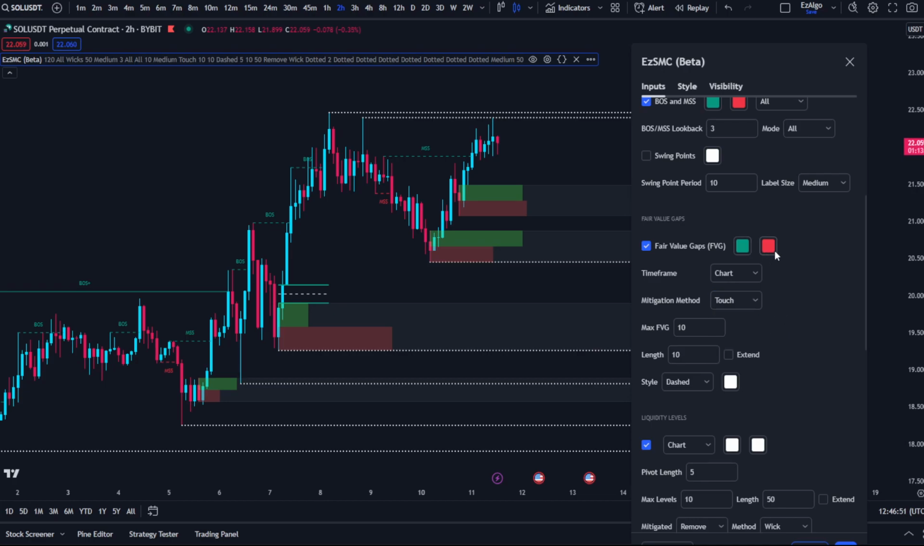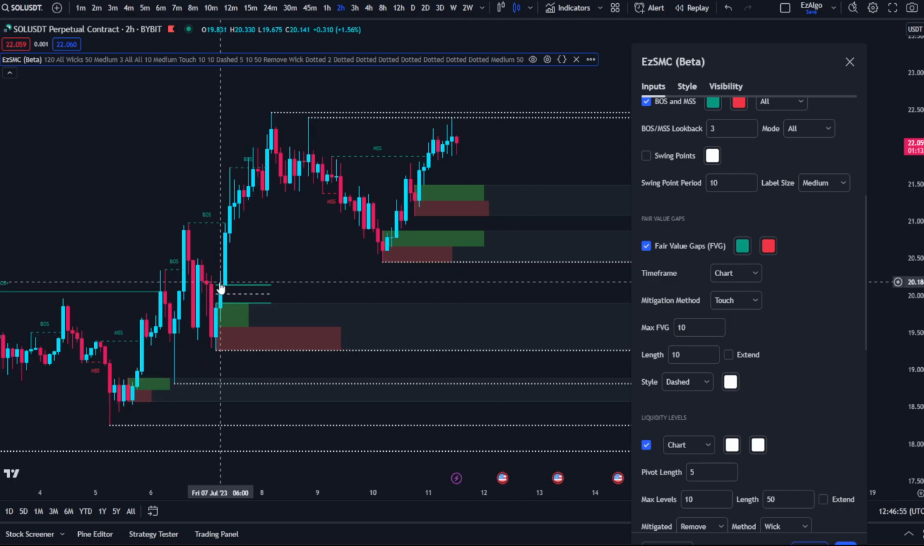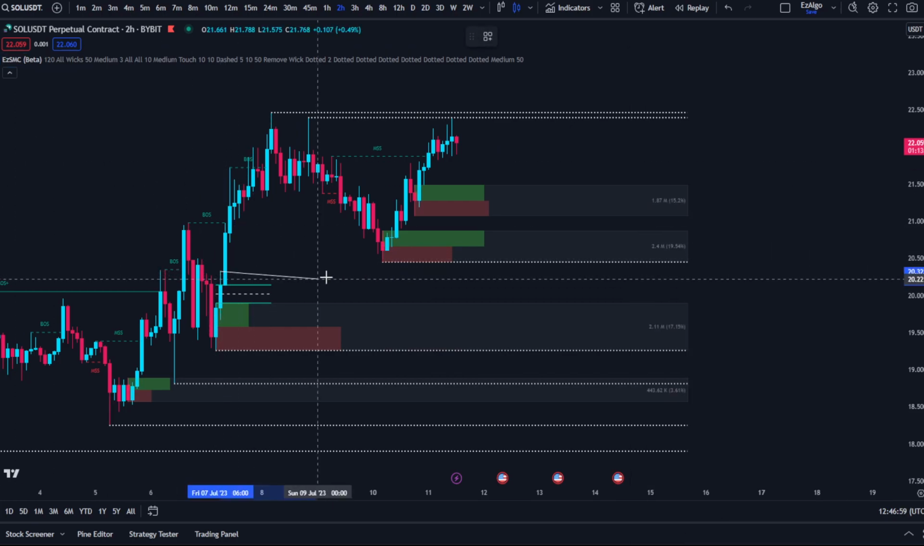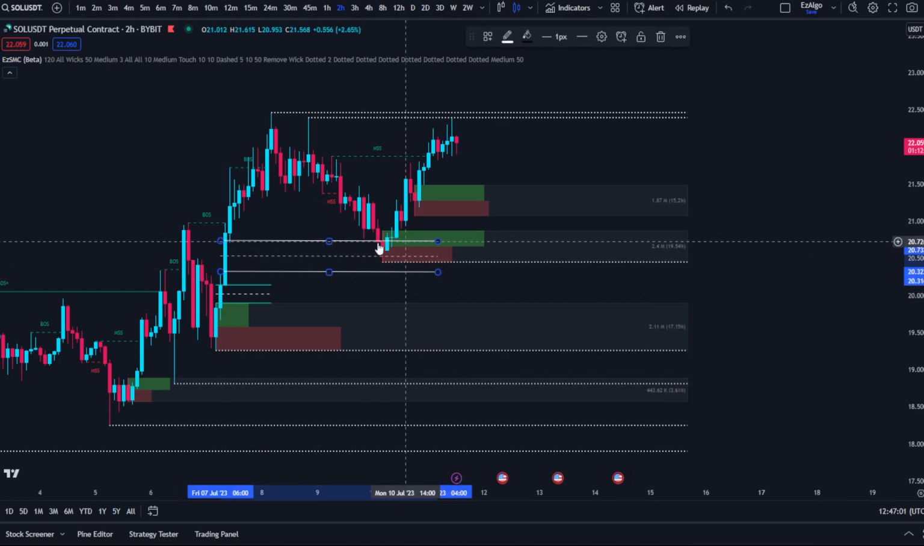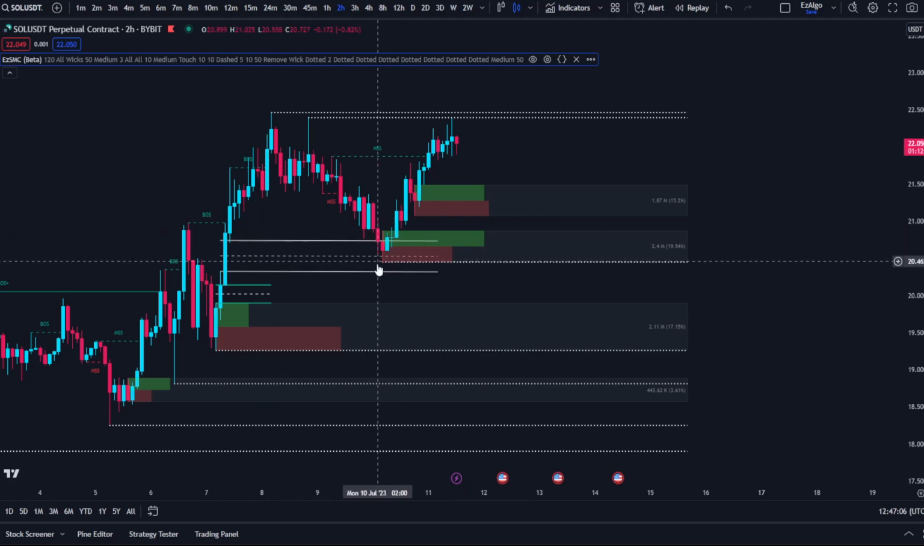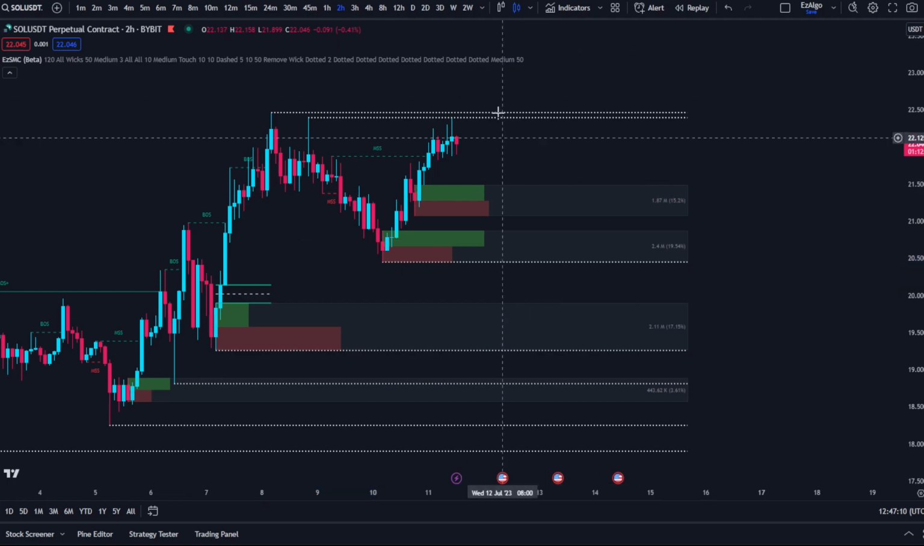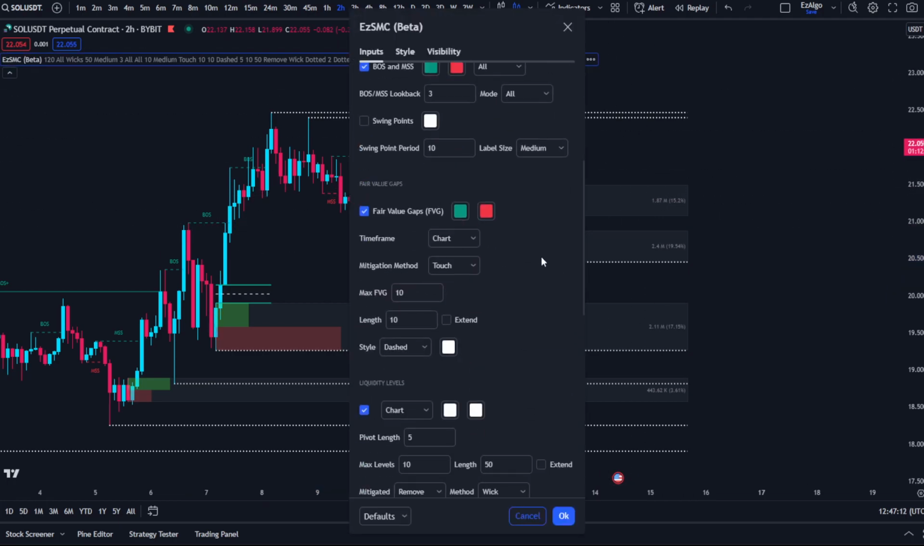You can also change the color of these fair value gaps, toggle on a max fair value gap. As you can see, we only have one major fair value gap currently. We had another one right here, but as you can see, it was mitigated perfectly, right? Price came down, filled that inefficiency to a T, and then price pumped. So fair value gaps are very, very useful as well. And I know a lot of you guys use these on a daily basis.